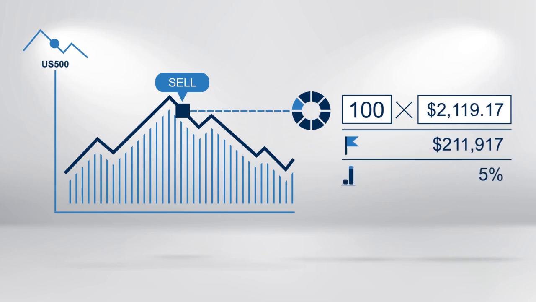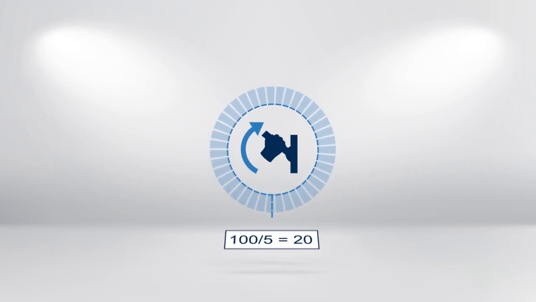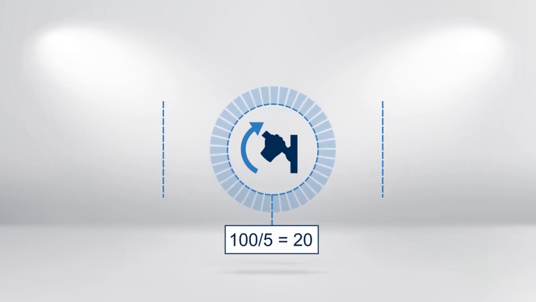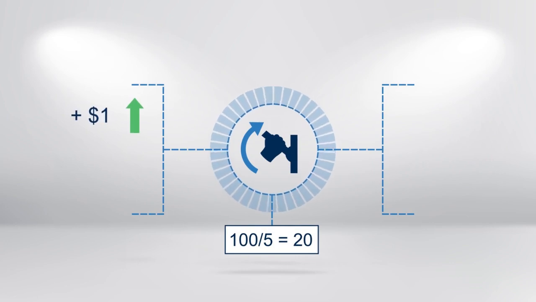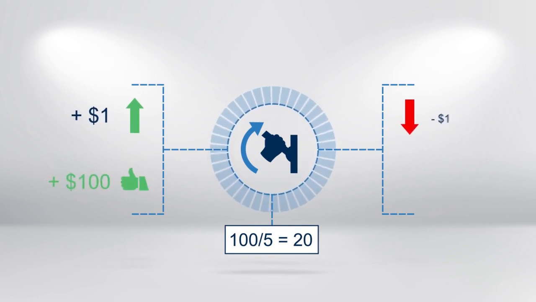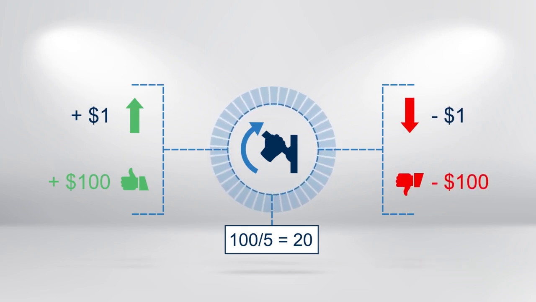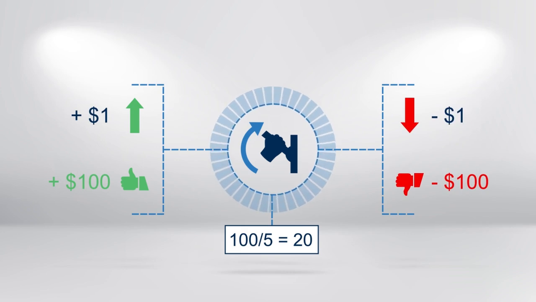Assume the margin is 5%. This means that you only need a balance of $10,596 on your margin account to establish the short position. However, this does reflect a significant leverage of 20 times. For every $1 movement in the price of the US 500 index, your position will show a profit or loss of $100, which is, of course, $1 per share.